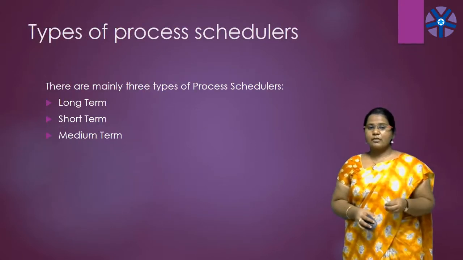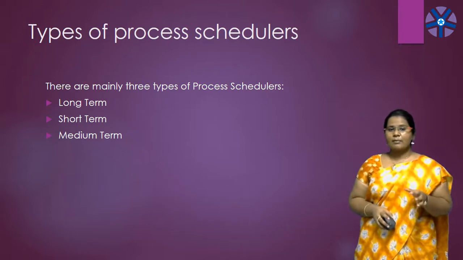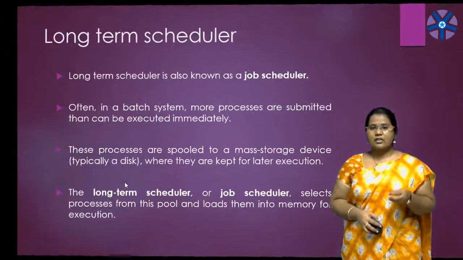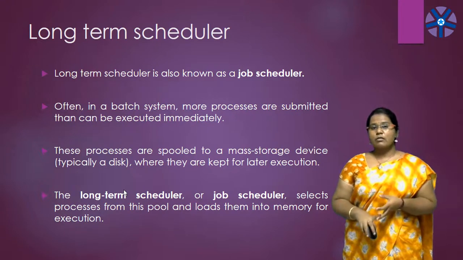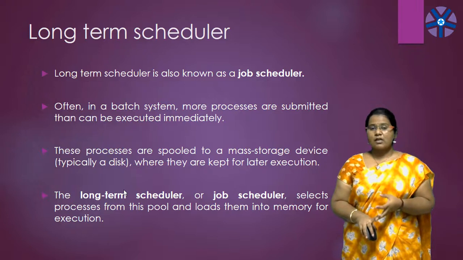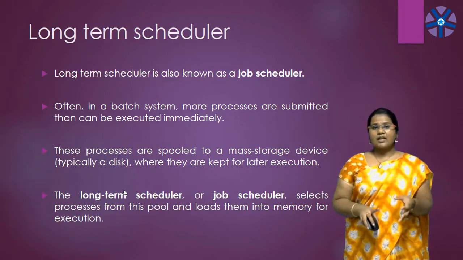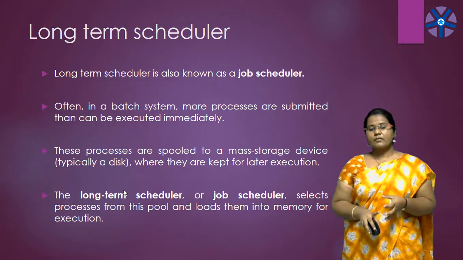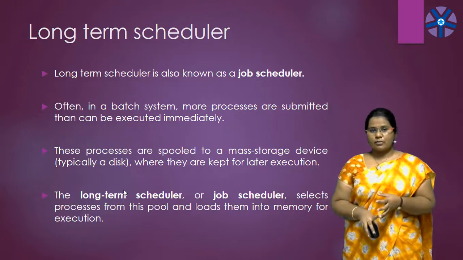So coming to the types of schedulers, we have three types: long-term, short-term, and medium-term schedulers. The long-term scheduler is used in the environment of batch operating systems. It is also called a job scheduler, because if you observe in batch operating systems, each and every piece of data collected from the user is considered a job. And so the long-term scheduler is called a job scheduler.